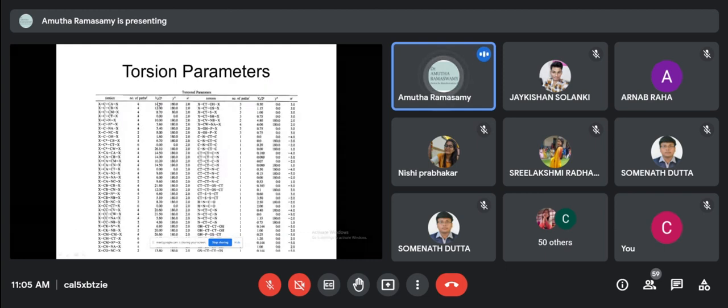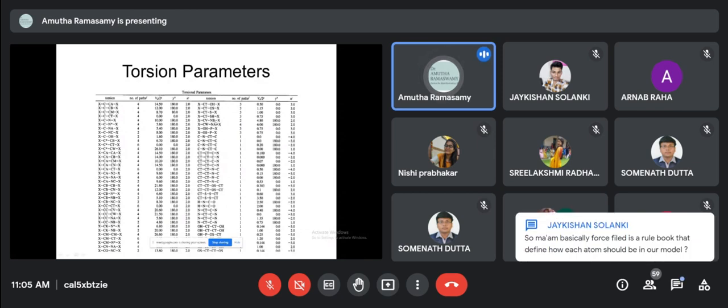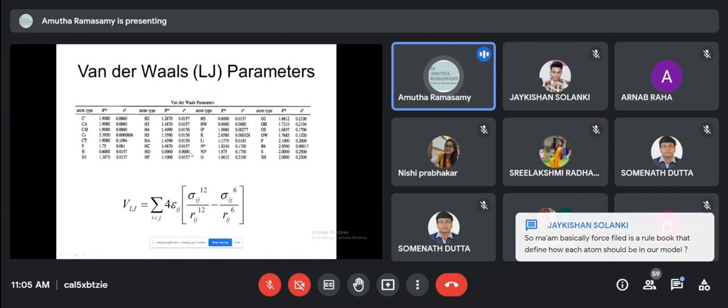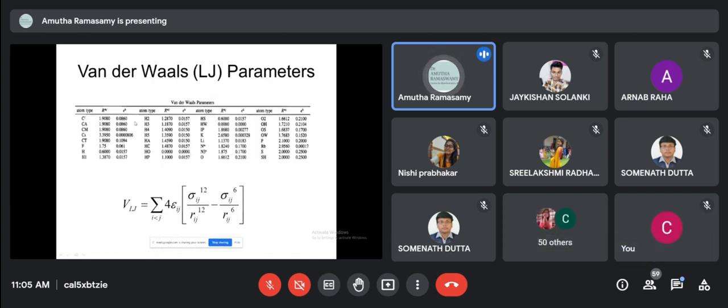Then you have a torsion, and accordingly you have a potential depth, the order of repetition, the periodicity; everything you will find. For van der Waals, we have an R and an epsilon. What is this epsilon? This is the epsilon, and this is R, and so on.